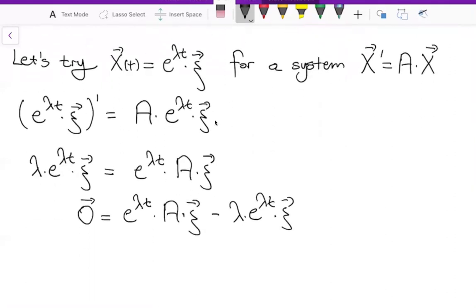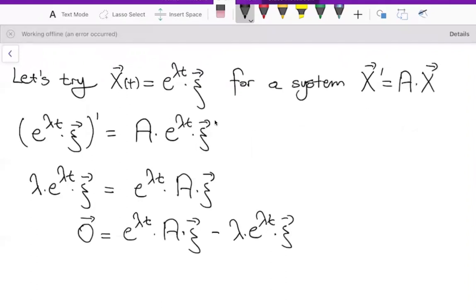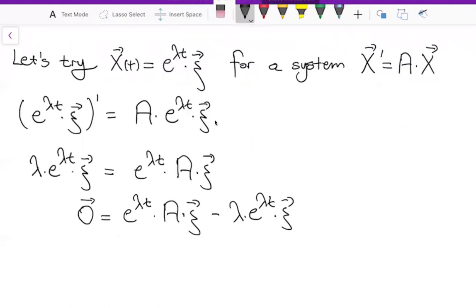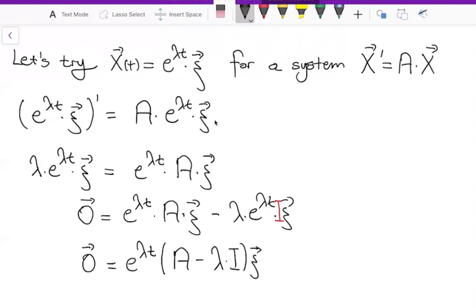Now I can take e to the lambda t as a common factor from the left, and I want to take c out from the right. But again, this is not possible because we have a matrix A here. On the other side, for this part, there is no matrix. So I need to introduce a matrix here so I can do this. So I'm introducing just the identity matrix here, so I can factor from right and from left. So then e to the lambda t is common, and here c is common. So (A minus lambda times identity) times c. This is what we get.